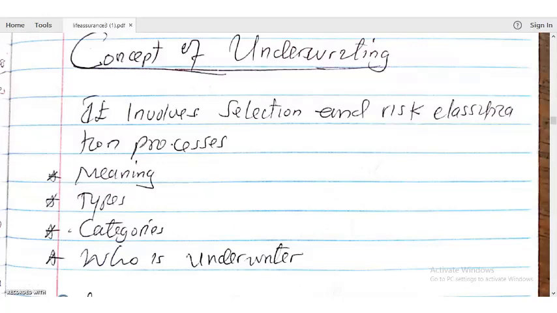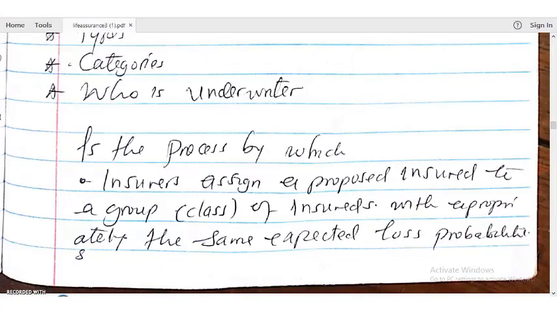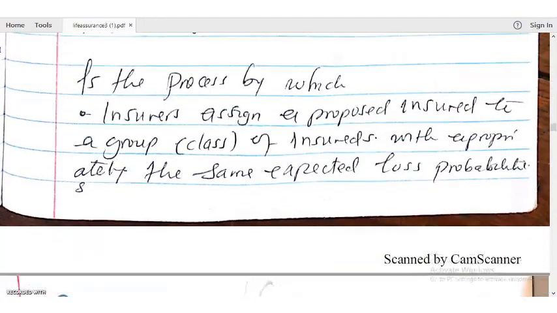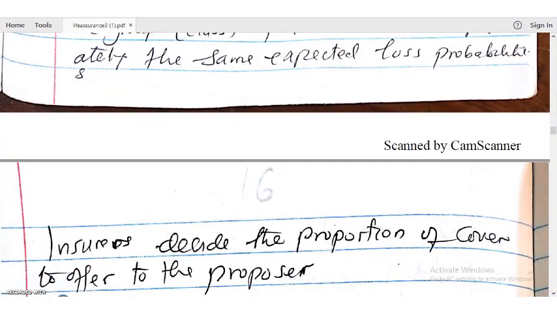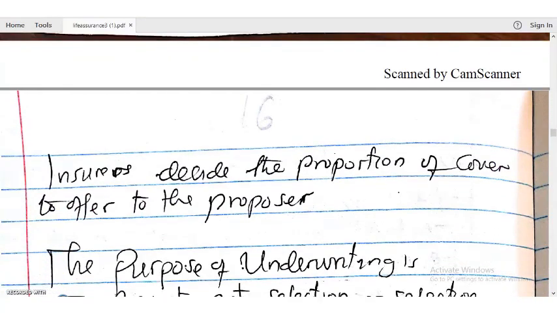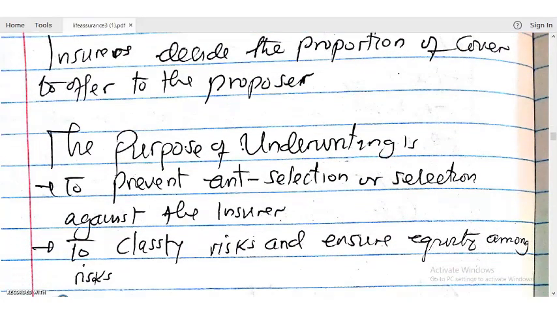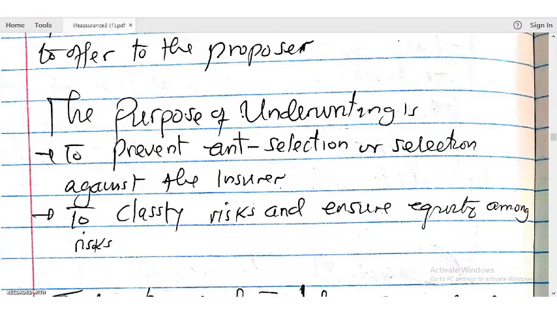So the types, category, who is underwriter. So the process, underwriting is the process by which insurer assigns a proposed insured to a group or class of insureds who have approximately the same expected loss probabilities. Insurer decides the proportion to cover or to offer to proposer. The purpose of underwriting is to prevent anti-selection or selection against the insurer. That is the purpose. To classify the risk and ensure equity among risks. So one is to classify risks, again, we prevent anti-selection.